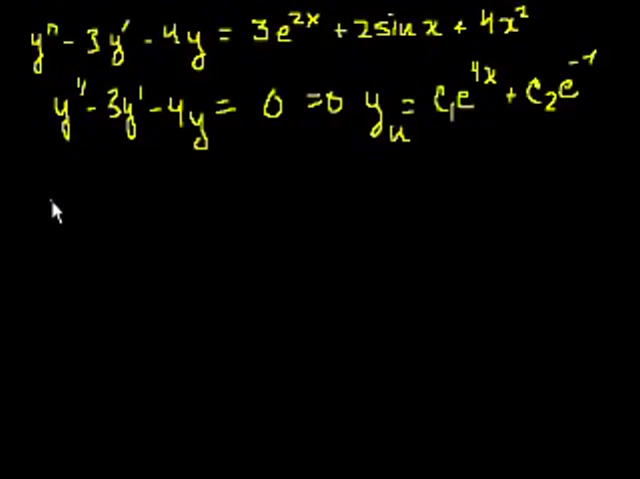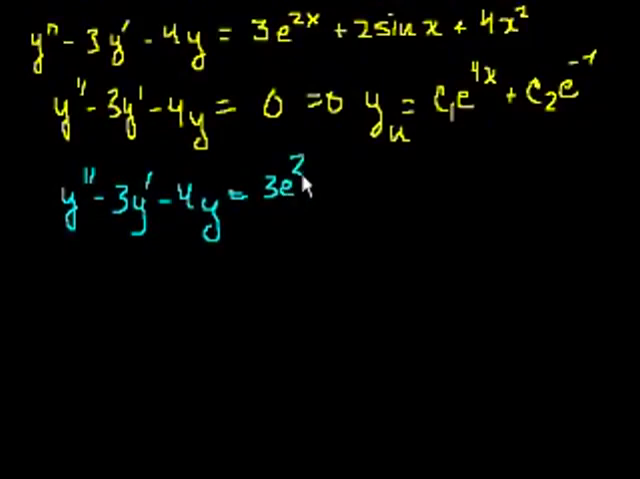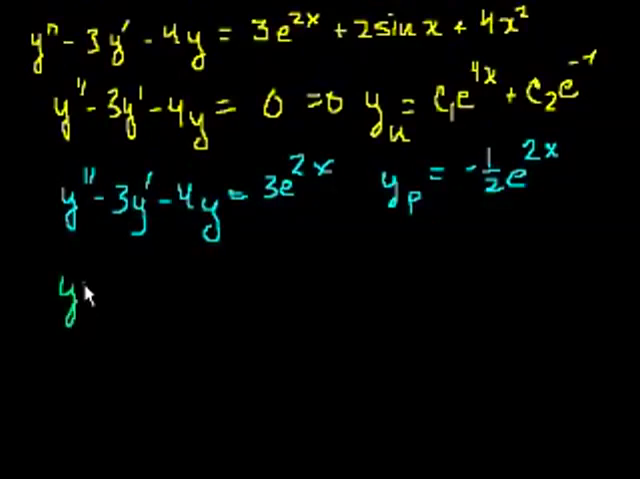We know the solution to, and I'll switch colors just for variety, y prime prime minus 3y prime minus 4y is equal to just this alone, 3e to the 2x. And we saw that that particular solution there, y particular, was minus 1/2 e to the 2x. And we did that using undetermined coefficients. We did that a couple of videos ago.